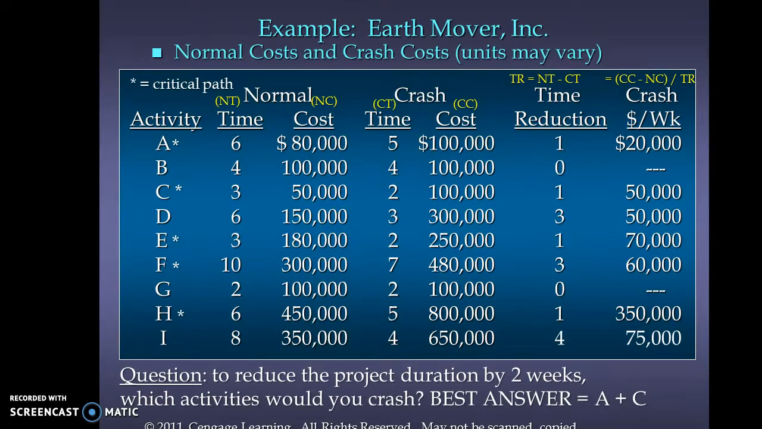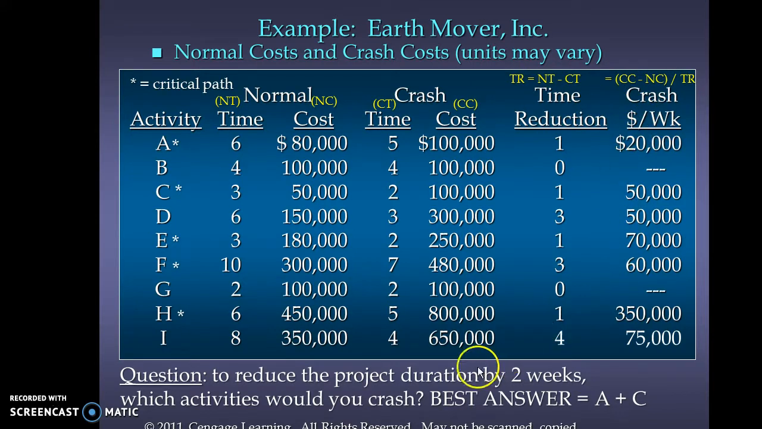Let's look at what that might look like. So activities A through I, we've identified those activities on the critical path, the normal time and the normal cost, crash time and the crash cost. Time reduction, TR, is the normal time minus the crash time. In that case, we can get 1 week. And what is our crash cost per unit of time? In this case, it's weeks. So we take the crash cost minus the normal cost, divided by the time reduction.